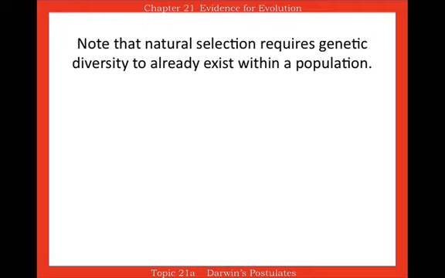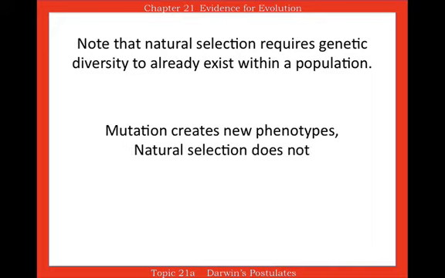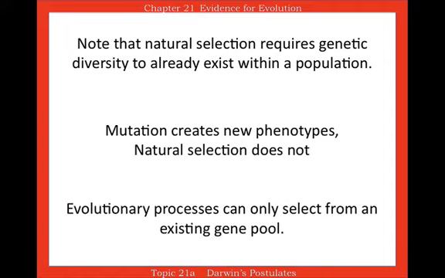Now, note that natural selection requires genetic diversity to already exist within a population. Only mutation will create new phenotypes. Natural selection does not. So evolutionary processes can only select from an existing set of genotypes, or the gene pool. Evolution does not create new phenotypes. It only selects from the best that are already available.